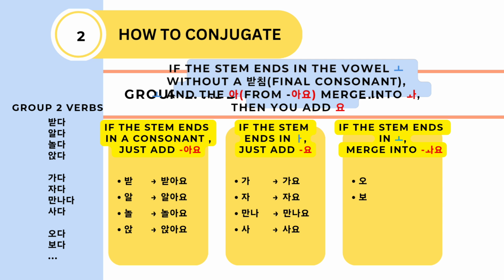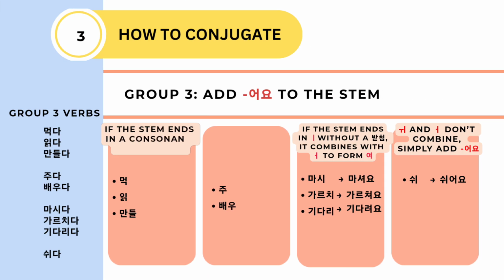If the stem ends in the vowel 오, without a 받침, 오 and the 아 from 하요 merge into 와, then you add 요. 오다 와요, 보다 봐요. Now onto group 3. If the stem ends with a 받침, just add 어요. 먹다 먹어요, 읽다 읽어요, 만들다 만들어요.